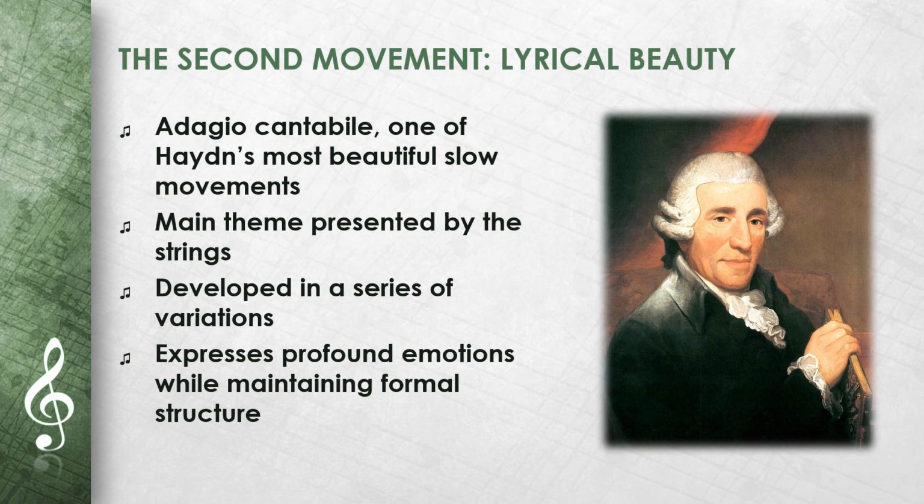The second movement of the Oxford Symphony is an adagio cantabile that is one of the most beautiful slow movements in Haydn's symphonic output. The main theme is first presented by the strings and then developed in a series of variations. Haydn shows his ability to express profound emotions while maintaining the formal structure of the movement.